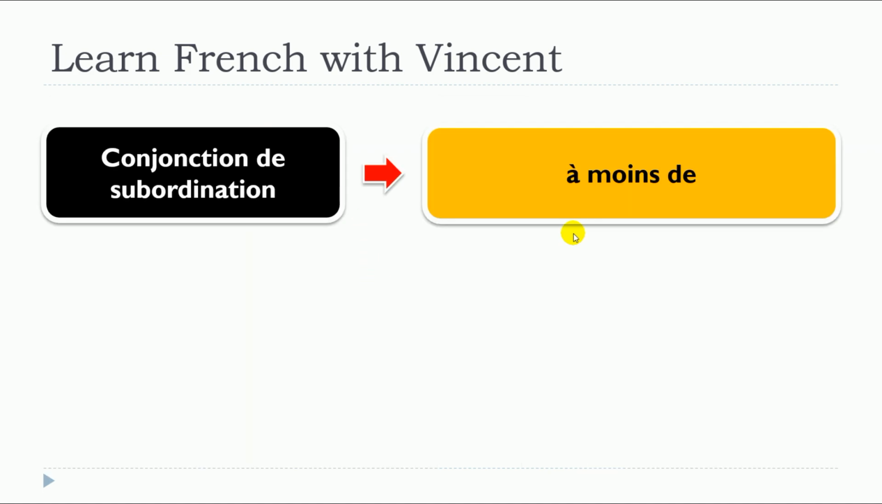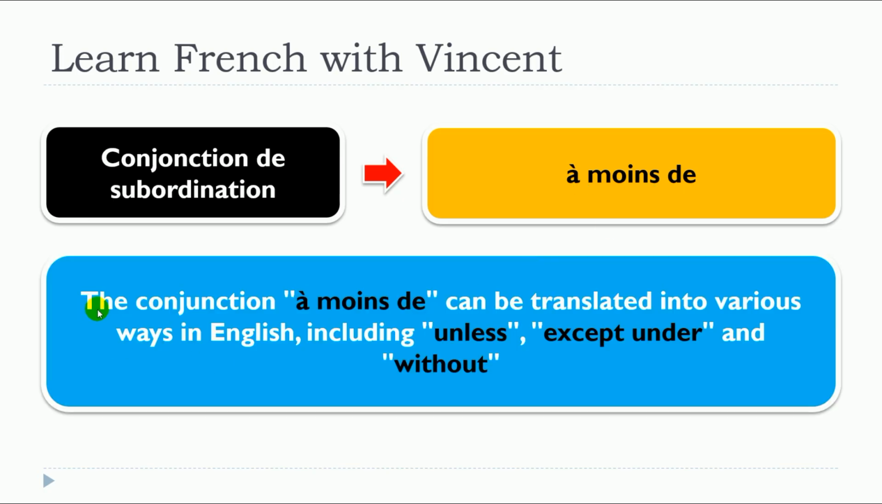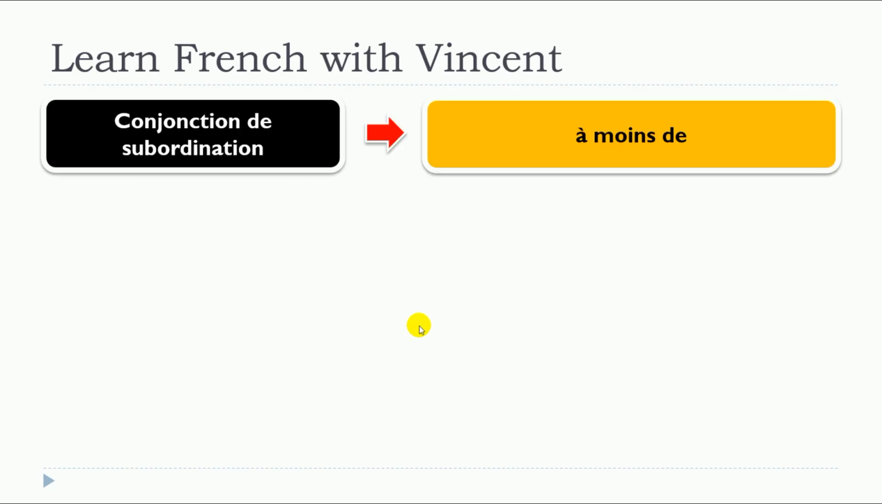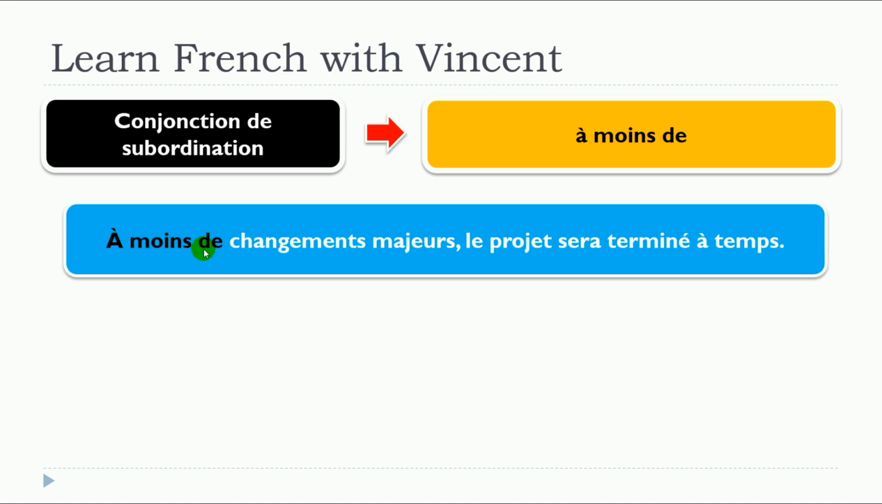So, this lesson is about à moins de. And the conjunction à moins de can be translated into various ways in English, including unless, except under, and without. So let's see some examples with à moins de.